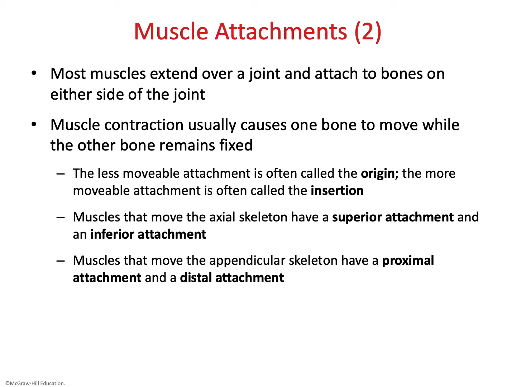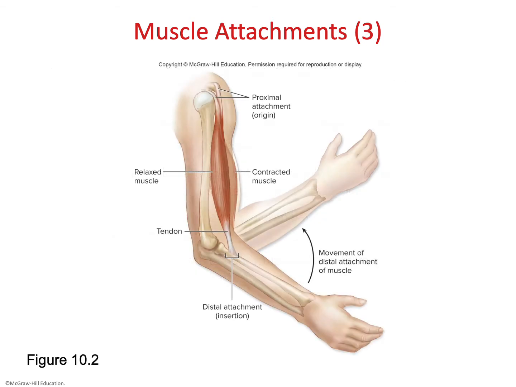We also call them superior or inferior attachments or proximal and distal attachments, but in this class, we will go by origin and insertion. So the origin and insertion, you can see here on the biceps, it originates or attaches to parts of the scapula and the humerus, and then it inserts itself on the radius. So you know that when that muscle contracts, the insertion will pull up on the radius and will cause flexion of the forearm.